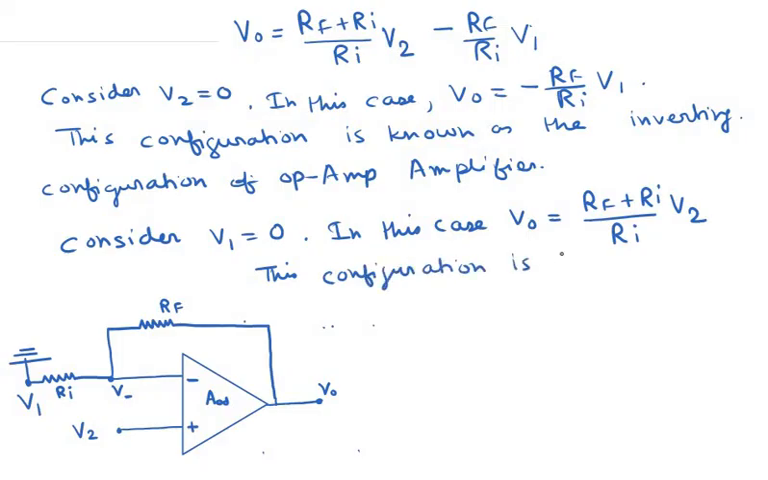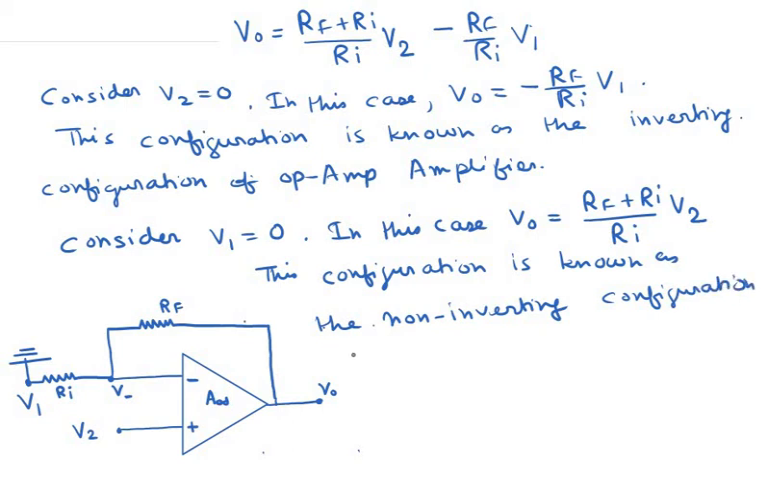This configuration is known as the non-inverting configuration of op-amp amplifier, or simply the non-inverting amplifier. Okay, or the non-inverting op-amp amplifier.